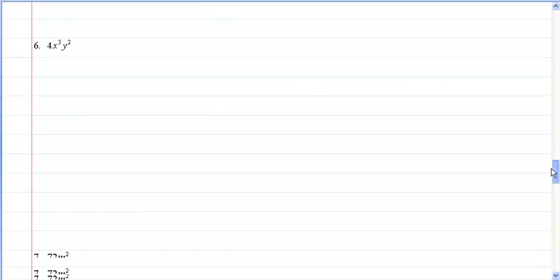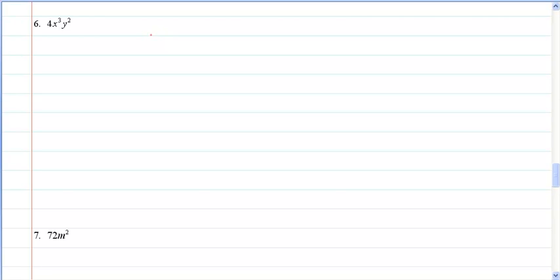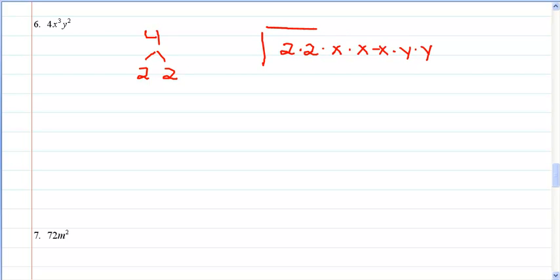Whereas on number 6, we have 4x cubed y squared. We start with the prime factorization of 4, which is only 2 and 2, and then we take x cubed and write it as x times x times x, and y squared and write it as y times y. So that's all you have to do for factoring monomials. Just write each variable as a single power and write the prime factorization of the number.